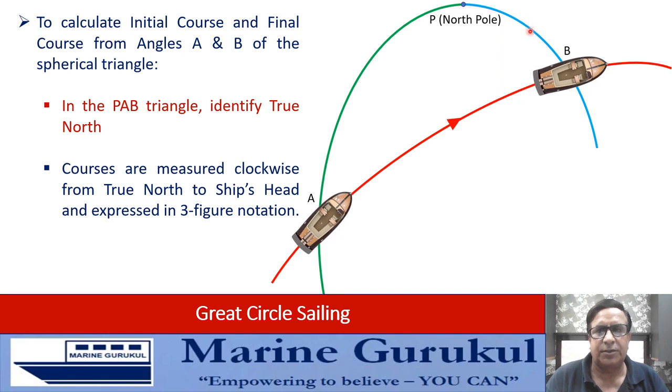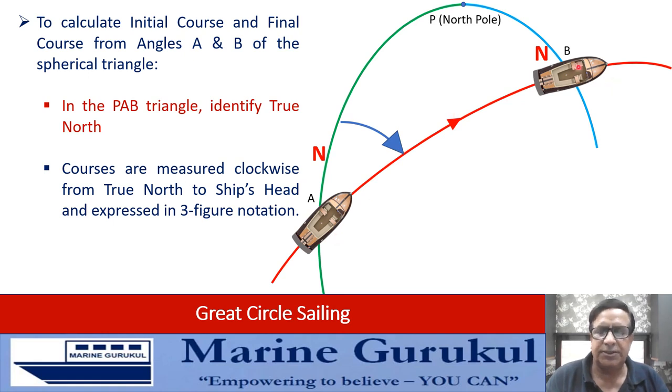This shall be the direction of north at B. Both these are shown as N in the diagram. Now from this, if I measure clockwise up to the ship's head, this shall be the initial course, which is represented by the blue arrow. So this represents the initial course, and we see that angle A and the initial course happen to be the same.